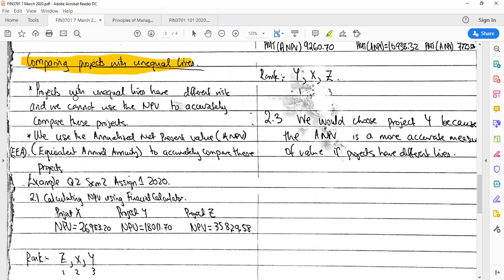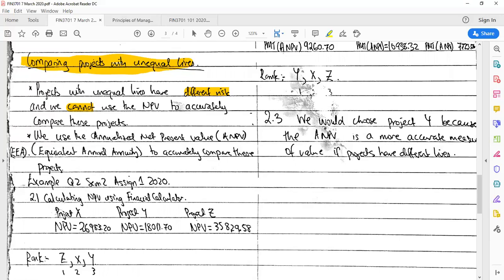So sometimes you can have a 2-year project and you might be comparing it against a 10-year project and you want to decide which one to choose, maybe based on the NPV. So we have to take special care when it comes to that. And the first statement says projects with unequal lives have different risks and we cannot use the NPV to accurately compare these projects. So if we're trying to choose between two projects, we can't accurately use the NPV to choose between two different projects if those two different projects have different risks.